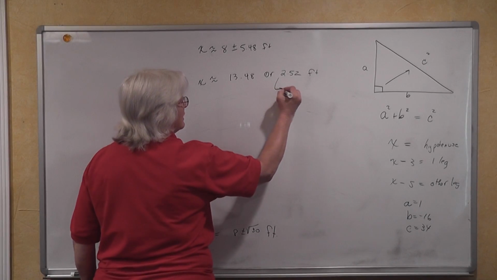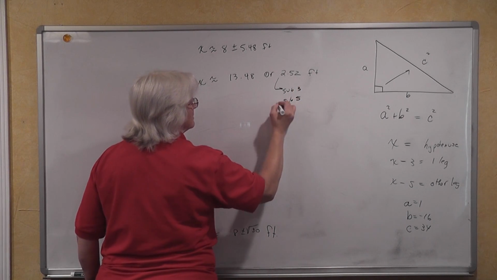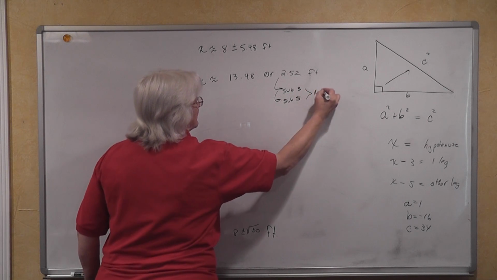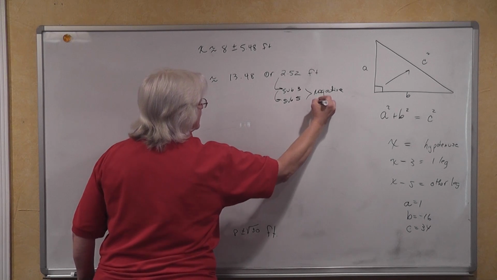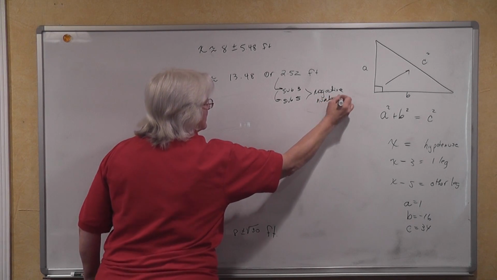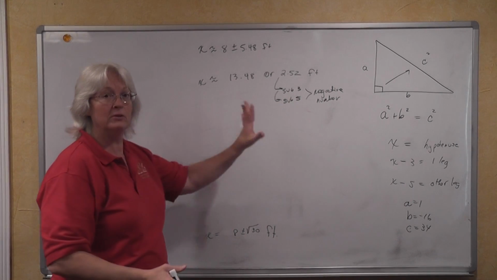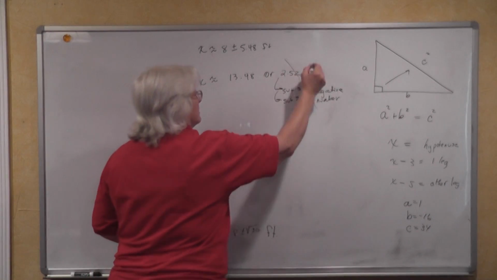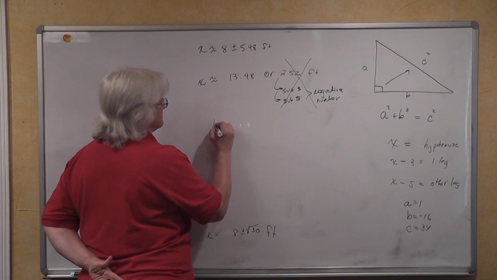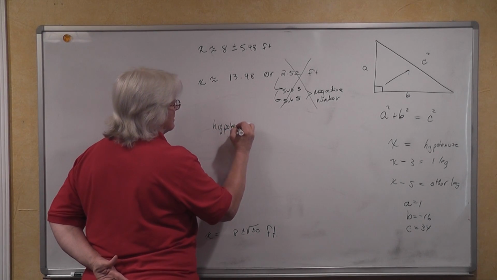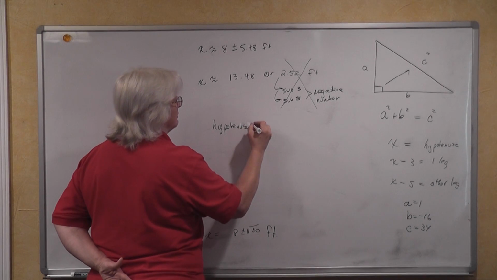What happens here if we subtract 3 and then we subtract 5? You end up with a negative number. Can you ever have negative length in the world that we live in? No. So 2.52 cannot be the length of the hypotenuse. So the length of the hypotenuse is approximately 13.48 feet.